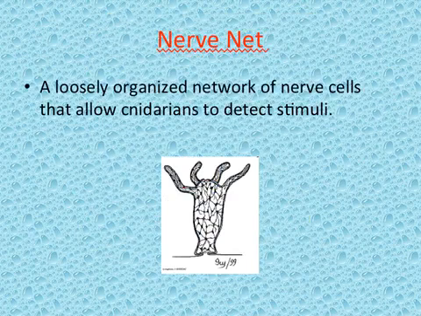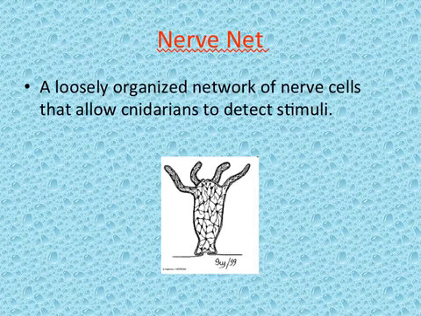The next advancement of cnidarians is a nerve net. A nerve net is a loosely organized network of nerve cells that allow cnidarians to detect stimuli. So here's nerve cells scattered throughout the cnidarian's body. They don't have a brain. There's really no way to coordinate movements, but they do have nerves that allow them to react to their environment.